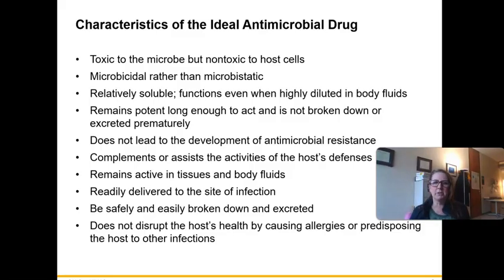Having said that, when you go to the hospital, they're still going to say, what are your allergies to medications? And so these will be any medications that just don't agree with you. So I just want to point that out. So sometimes people are, in fact, sensitive to a variety of antimicrobials, and that should be acknowledged. But again, physicians will also oftentimes do this risk analysis. Does the benefit outweigh the negatives? Okay. All right, next. Does not disrupt the host's health by causing allergies or predisposing the host to other infections. So we just talked about that a bit, and we will move on.